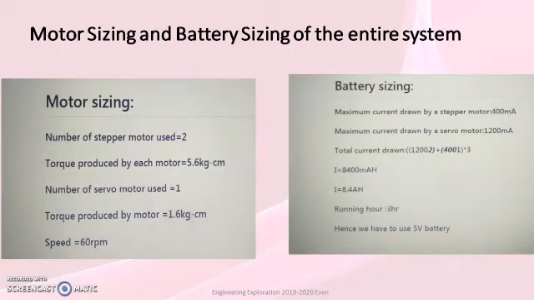Motor sizing. Number of stepper motors used is 2. Torque produced by each motor is 5.6 kg/cm. Number of servo motors used is 1. Torque produced by the motor is 1.6 kg/cm. Speed is equal to 60 rpm.